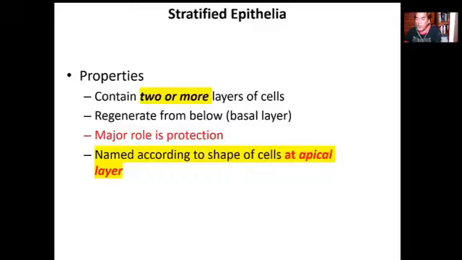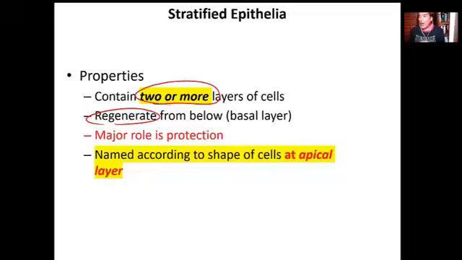So what does stratified epithelium mean? Two or more layers. So you've got more than two layers. That means that the bottom layer is the one that regenerates and pushes the old cells on top. So the old cells on top will actually erode, okay? Such as your skin. So you notice that your skin, the old skin on top, you can peel it off by getting that scrub. It regenerates, okay? So the major role of stratified is usually protection, okay?